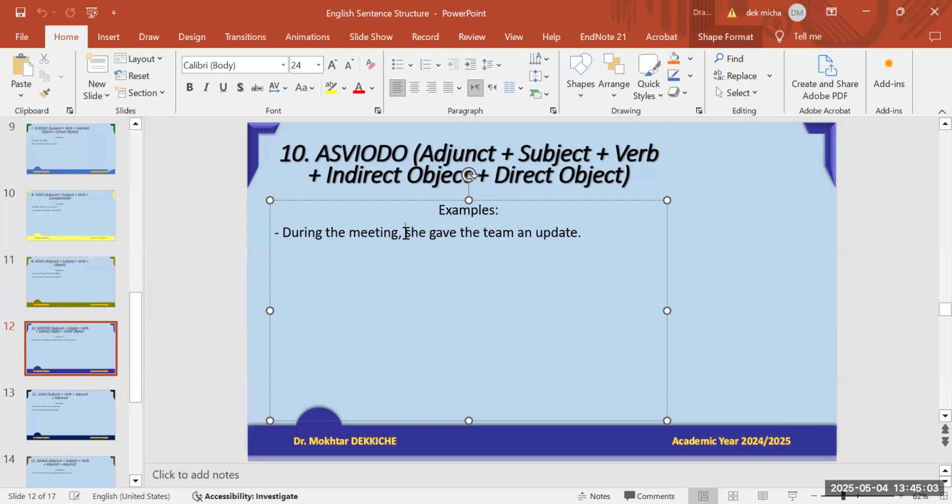Okay, but to make the sentence fluent, we say she gave the team an update. And when we focus on the specific time, we use the adjunct at the beginning, and we say that during the meeting, she gives the team an update. So the English structure is very simple, but it needs some focus.